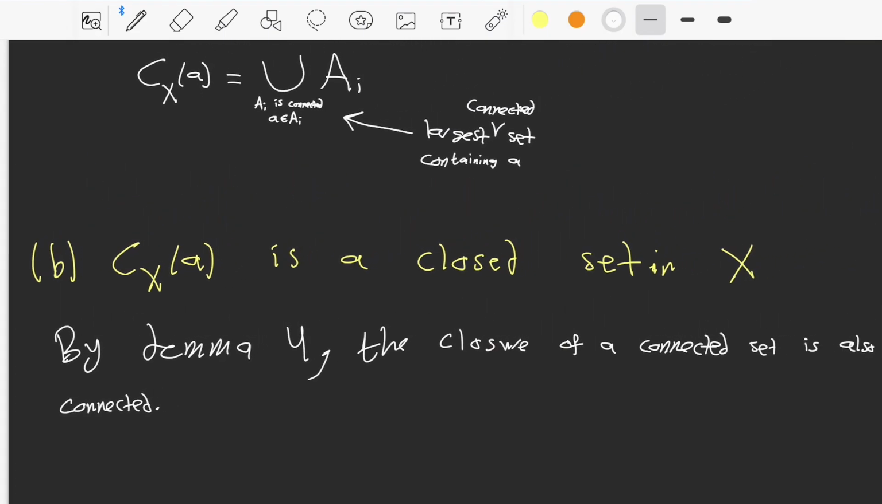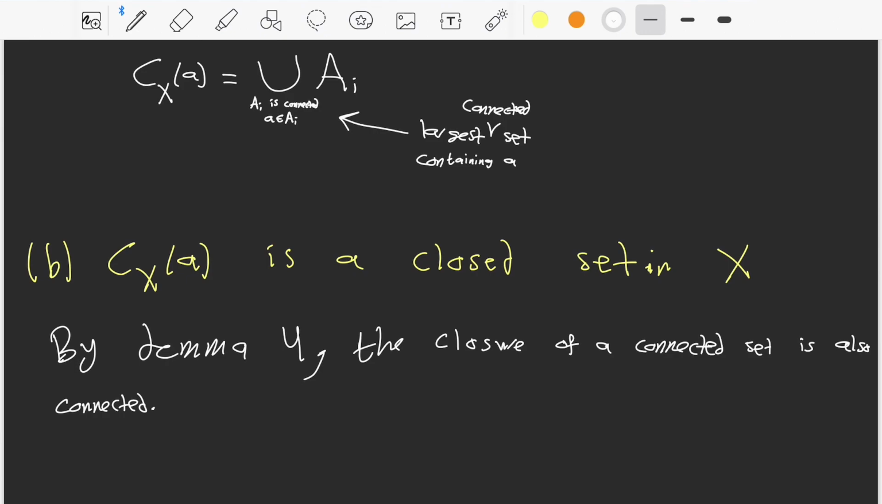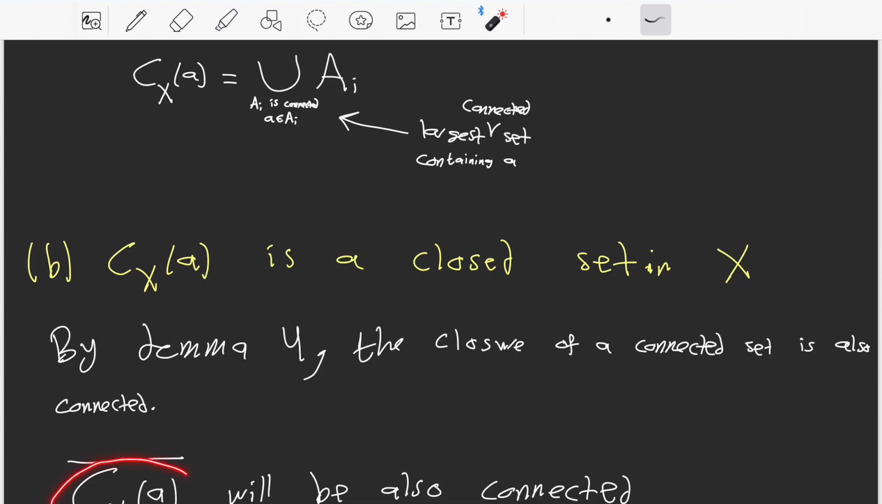Okay, that's good news. That's good information for us. The closure of a connected set is also connected. Now, if we look at the closure here of this one, what do we know? What information we know about it will be also connected. And the reason is that C_A of X is connected, so the closure is also connected, but also it will contain A.